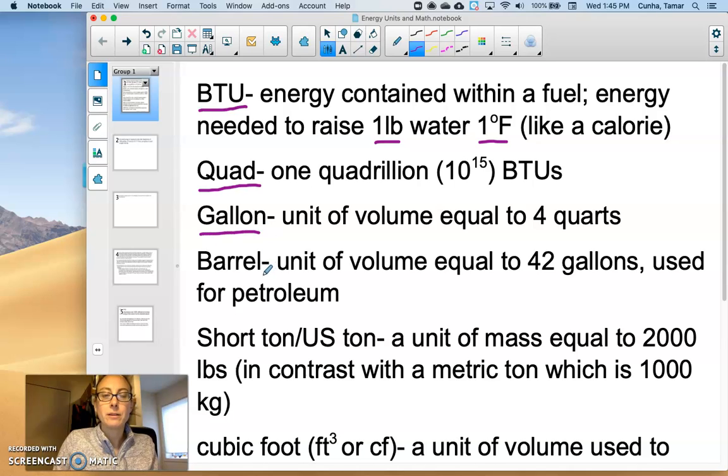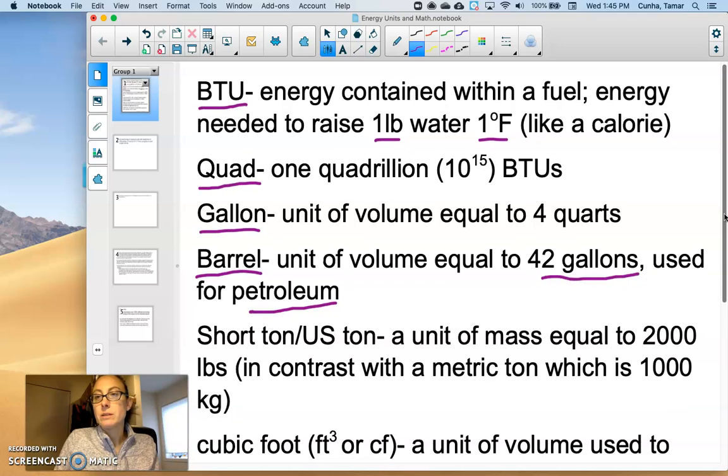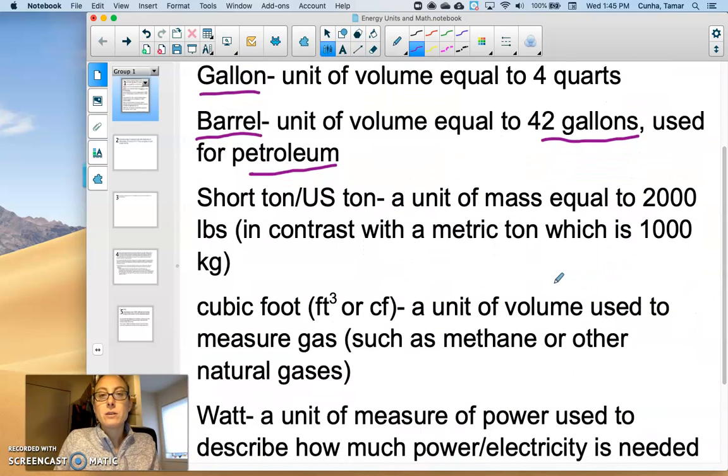Gallon, you should be fairly familiar with that as a unit of volume of a liquid. The reason I mention it is that a barrel is something that we will talk about in terms of volumes of petroleum. And so a barrel of petroleum is 42 gallons. And so this will come up at times. Another thing that you may come across are short tons, or what in the United States we call a ton, which is not metric. A US ton or a short ton is 2,000 pounds, kind of along the lines of cars, right?